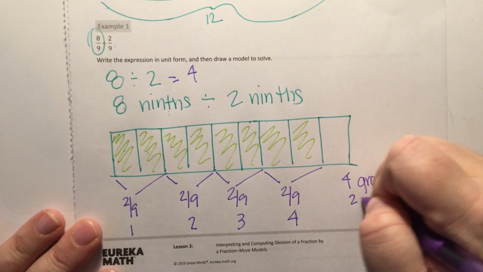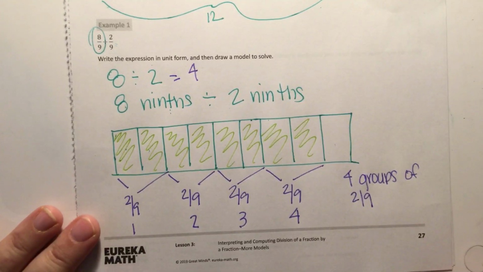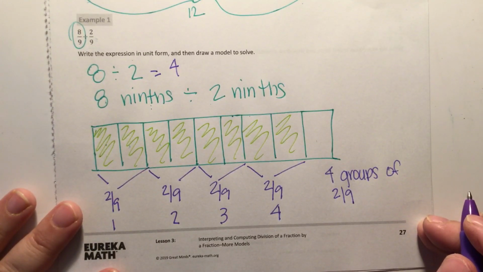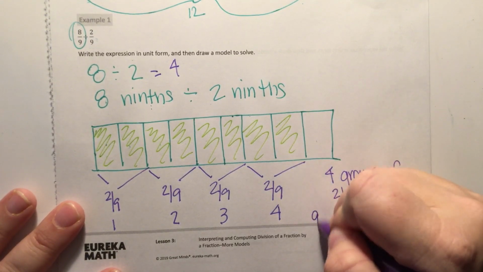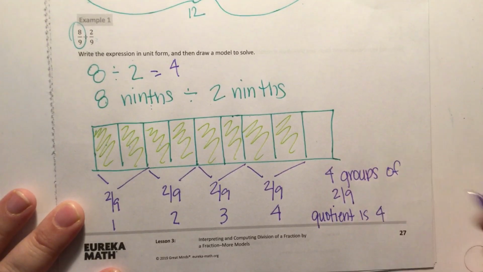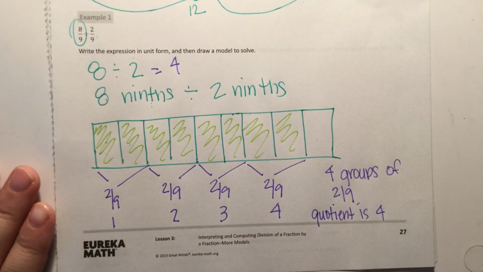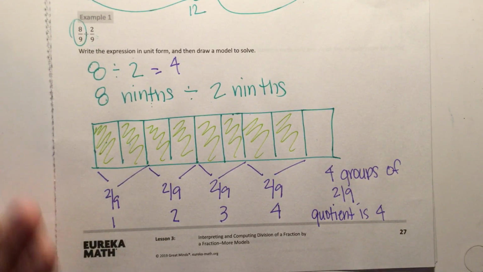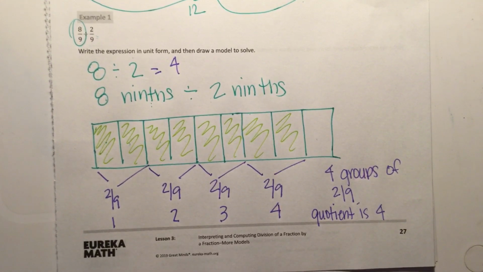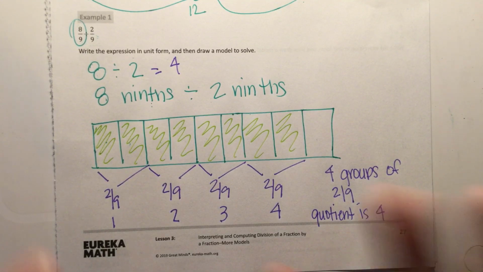4 groups of 2 9s. And guys, what's the answer to a division problem? A quotient. So our quotient is 4. Okay, no remainder. We're not there yet. So far, we are just dealing with whole numbers, okay? Whole numbers with the same denominator, okay? Hopefully everybody's with me.